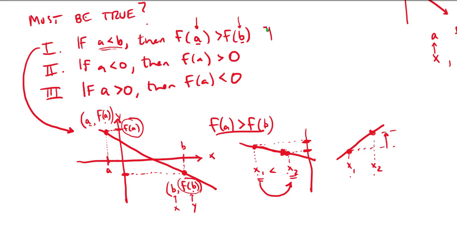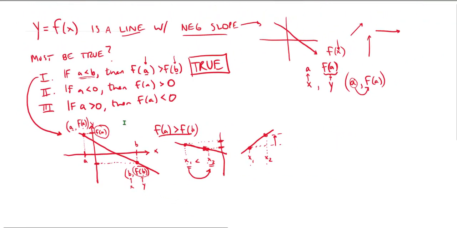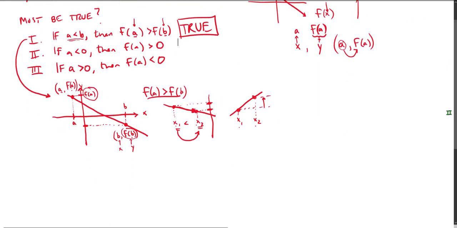So Roman numeral 1 is always true. Roman numeral 1 really just describes a property of negatively sloped lines that is always true. Now Roman numerals 2 and 3, I suppose the tricky thing about Roman numerals 2 and 3 is understanding that the question has only given you information about slope. The question has not given you any information about y-intercept.